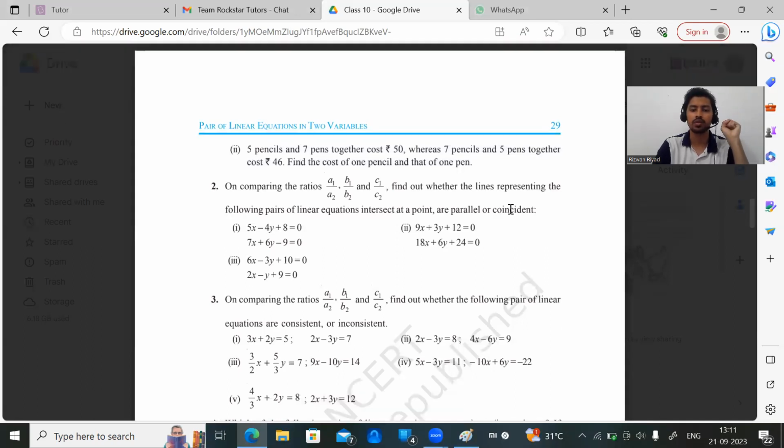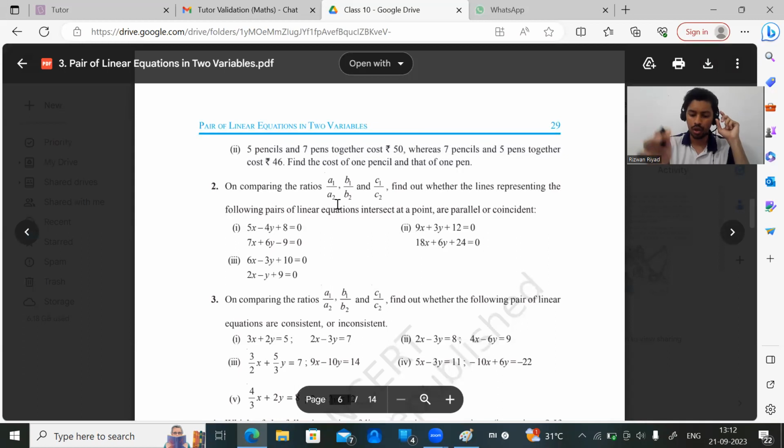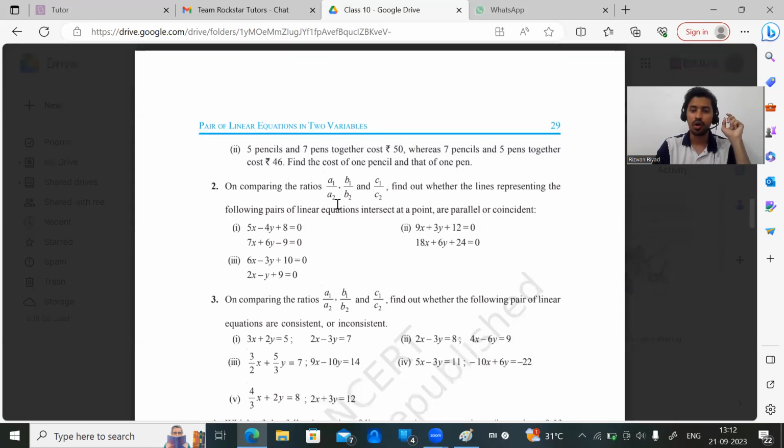Okay, let's find each one. What are the peculiarities of each case? We have discussed that in the previous video, right? I hope you remember that. I'm repeating it. If you have a1 by a2 not equal to b1 by b2, then in that case the lines are intersecting.